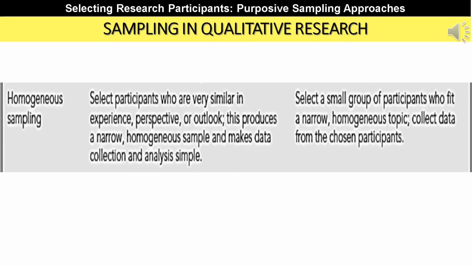And first is the homogeneous sampling. So here, we select participants who are very similar in experience, perspectives, or outlook. So this produces a narrow, homogeneous sample and makes data collection and analysis simple. So here, we select a small group of participants who fit a narrow, homogeneous topic, collect from the chosen participants.